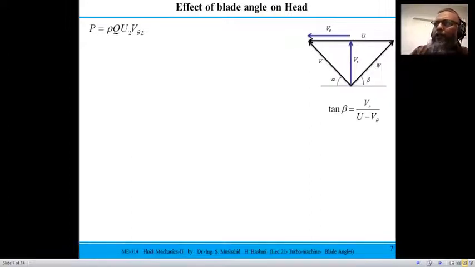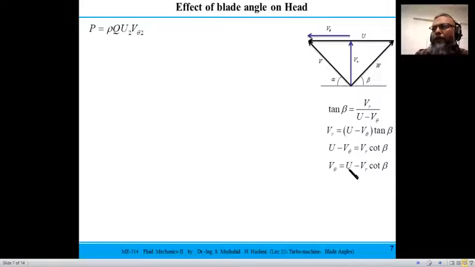So you just take trigonometry: the tangent of beta would be perpendicular over base. This base would be U minus V theta. So this distance is actually the base. The whole length is U, and if you subtract V theta, you get the base. Okay, so we can write this with V theta on the left hand side and everything else on the right hand side. One upon tangent would be cot of beta. So I can see that the tangential component is the blade speed minus the radial component of the velocity times the cot of beta. So I can substitute V theta back into that equation. Here V theta 2 would be U2 minus VR2 cot of beta 2.